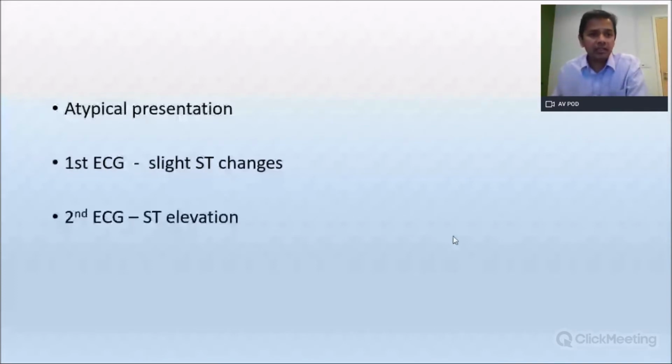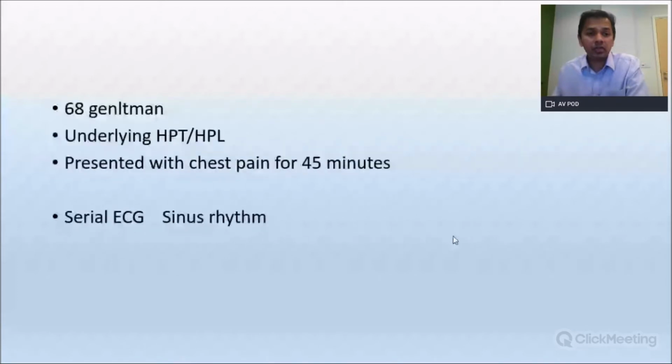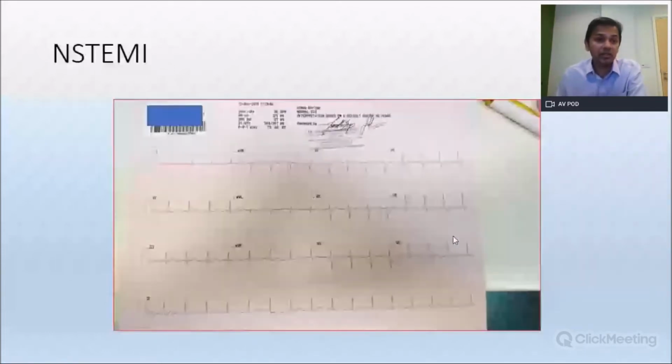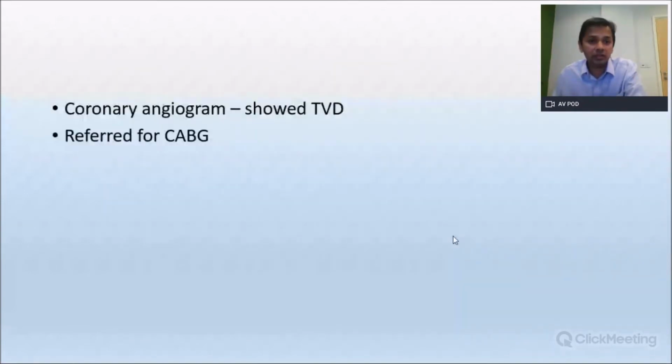The other case is a 68-year-old with hypertension and cholesterol, who came with chest pain. His ECG, and a repeated ECG, were normal. His first cardiac enzymes were normal, so we repeated the cardiac enzymes after 3 hours, and they were raised. So by definition, the diagnosis is non-ST elevation MI. Here the ECG is normal, but the repeated enzymes were raised. We did an angiogram, which showed that this patient had 3 vessel disease, and he was sent for a bypass.